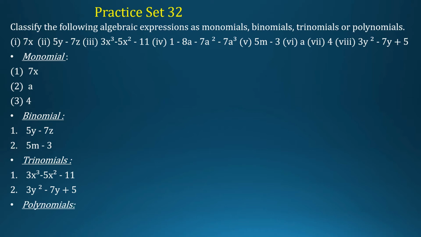Next let us see which is the polynomial. 1 minus 8a minus 7a square minus 7a cube, the fourth one, is an example of a polynomial. So we have classified the given algebraic expressions into monomials, binomials, trinomials and polynomials.